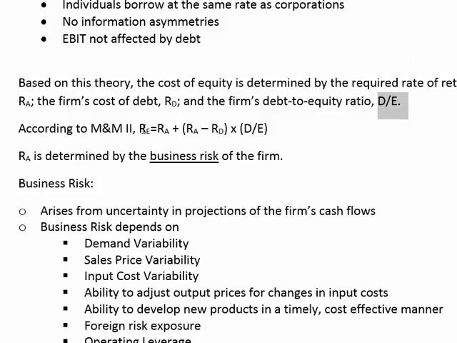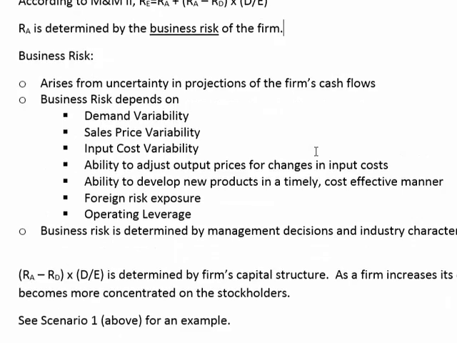So according to this theory, the required rate of return on equity for a firm is equal to R sub A, the required rate of return on assets, plus the difference between R sub A and R sub D, multiplied by the debt to equity ratio of the firm. So if a company had no debt, the required rate of return on equity is simply the required rate of return on the firm's assets.